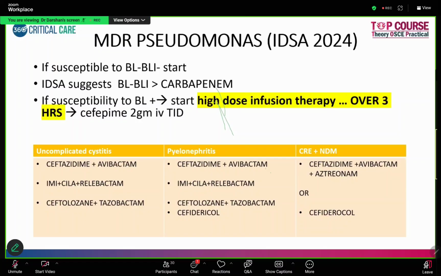Coming to the non-urinary type of infections, at that time you can use ceftazidime-avibactam plus aztreonam or cefiderocol based on the resistance pattern that has been detected. So this is about MDR Pseudomonas based on 2024 IDSA guidelines.